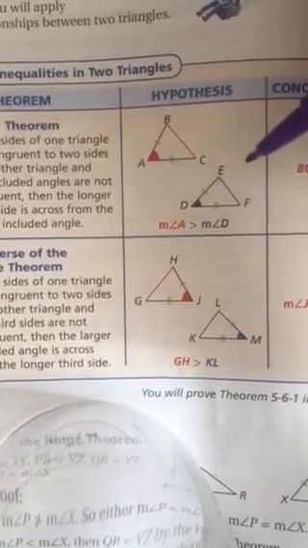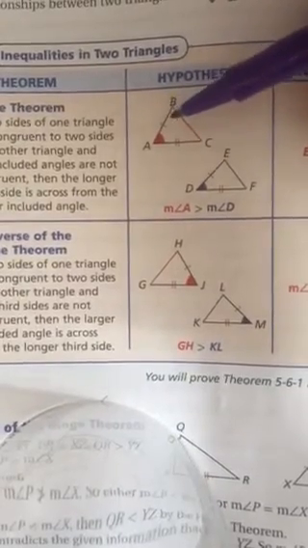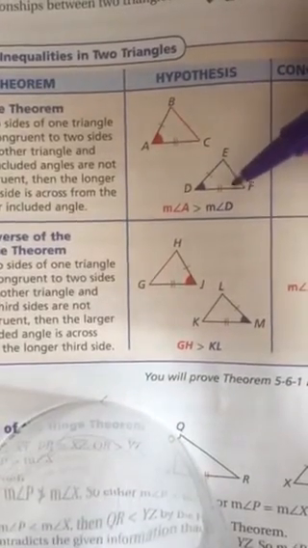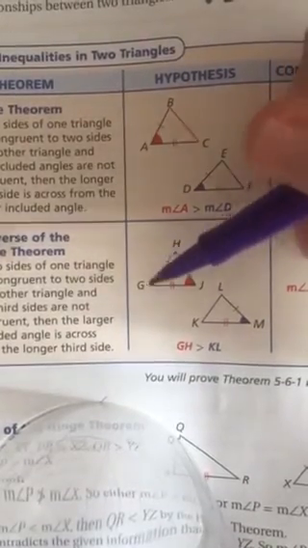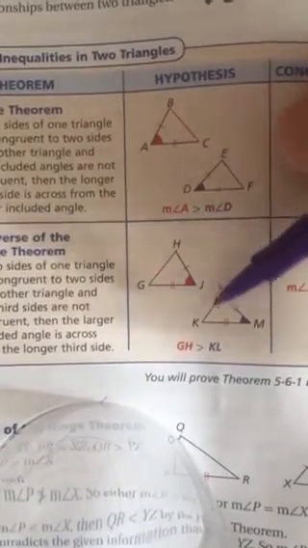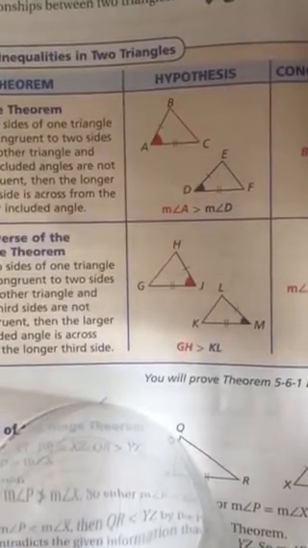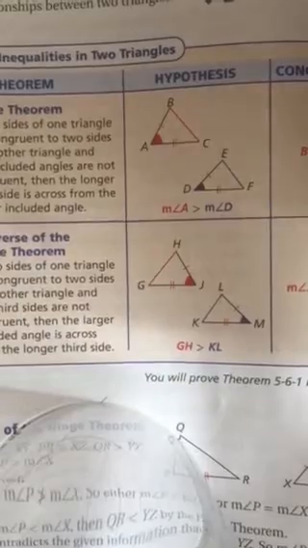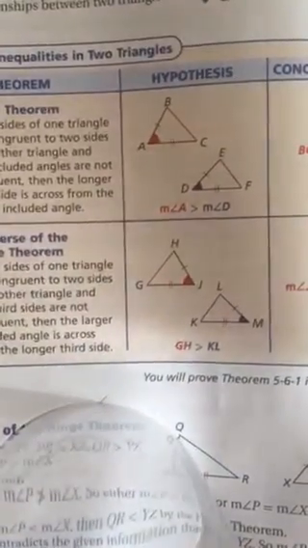And the converse of that would just be if two sides of one triangle are congruent to two sides of another triangle, but the third sides are not congruent, and here that's GH and KL, then the longer side, of course, is still across from the larger angle, and the shorter side is across from the shorter angle. All right, so think through that.